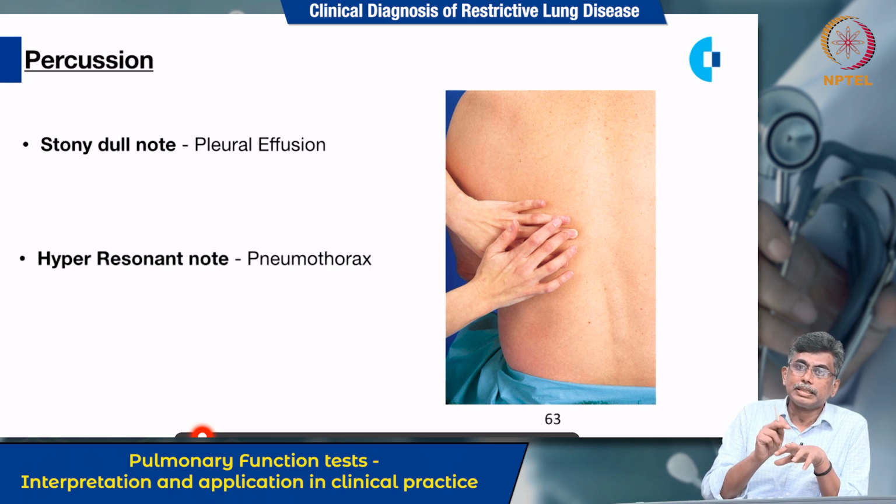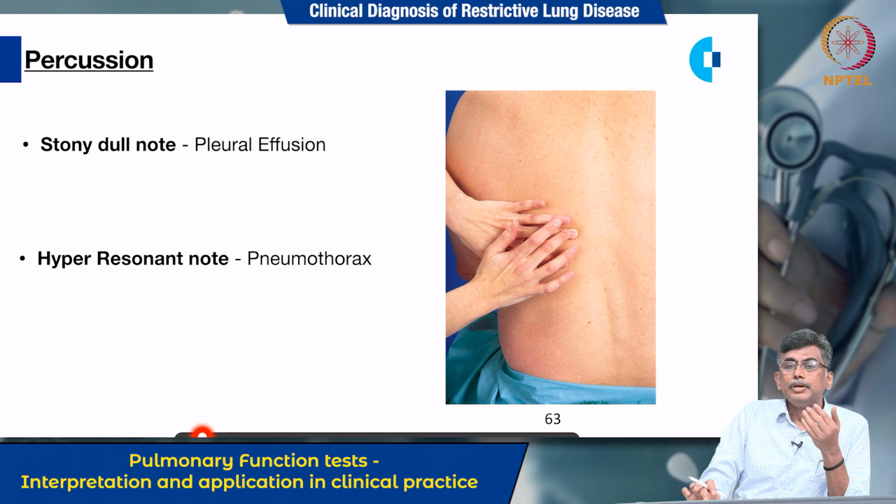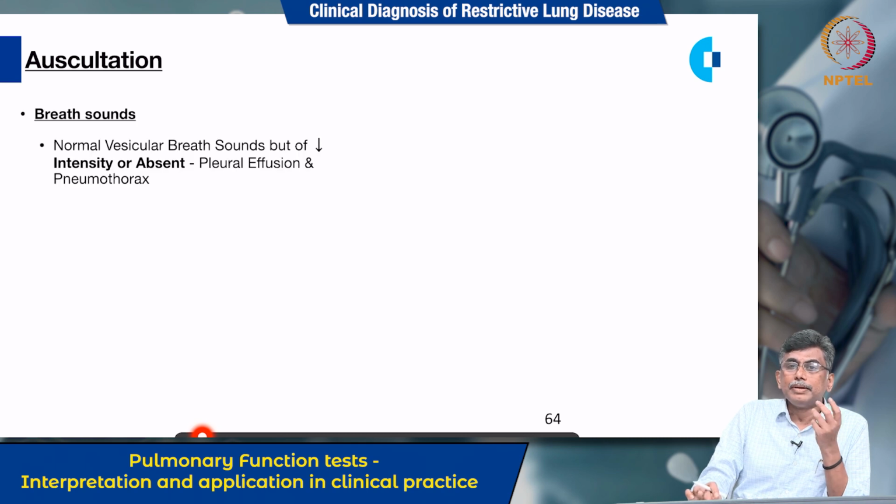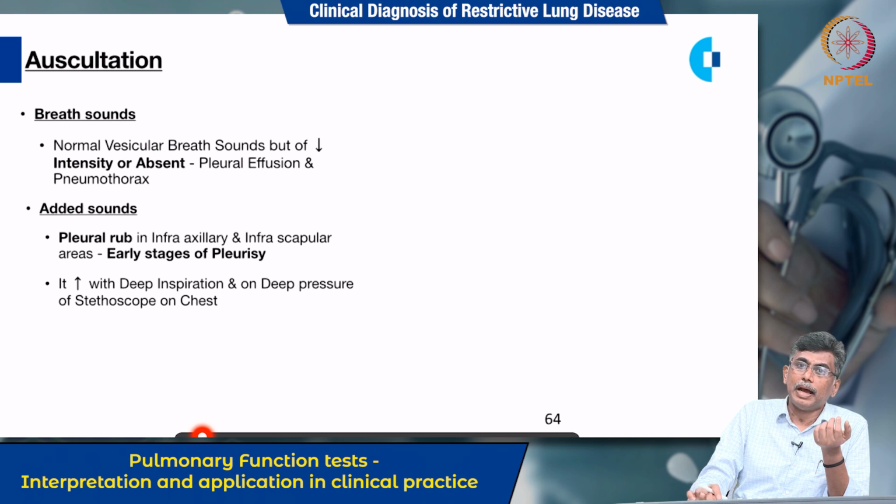Normally, when you percuss the lung, you have a normal lung resonance. In a pleural effusion, it is a stony dull note, whereas in a pneumothorax, it is hyperresonant. This percussion is very useful to find out pleural diseases. Auscultation wise, breath sounds are of decreased intensity, or sometimes even absent.